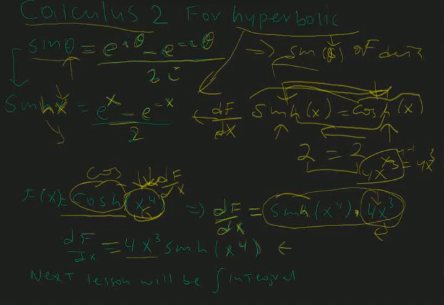So this is how you do the derivative for a hyperbolic function. Basically, the derivative of cosine hyperbolic x is sine hyperbolic x. We replaced the cosine with sine hyperbolic of x to the power of 4, and then we did the derivative of the function inside, and we got 4x to the power of 3. So this is the final answer.